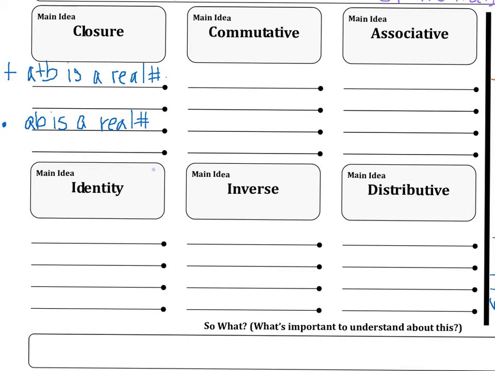The commutative property of addition, if I hear commute, I think move. So the commutative property tells us a plus b equals b plus a. The numbers just switch spots, they move. So the commutative property of multiplication says a times b equals b times a. Again, they just switch spots. They move around. Commute to move, our numbers just move around. They change the order.